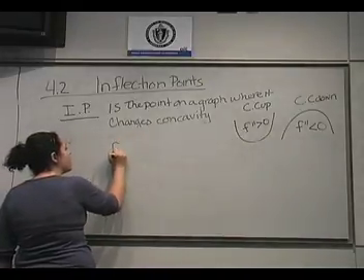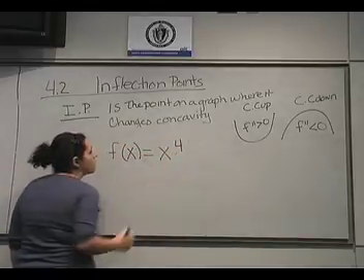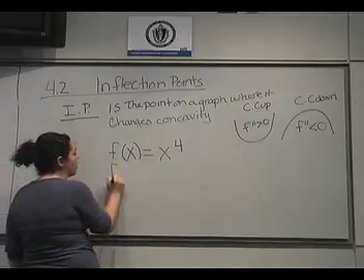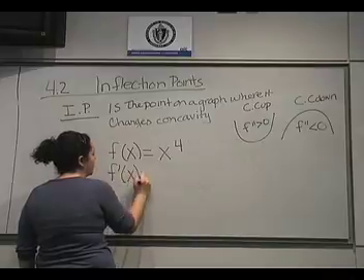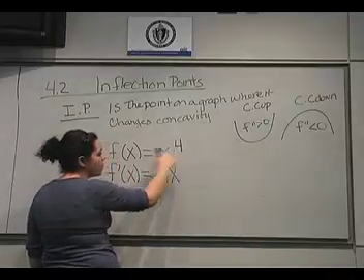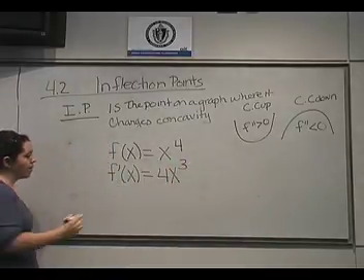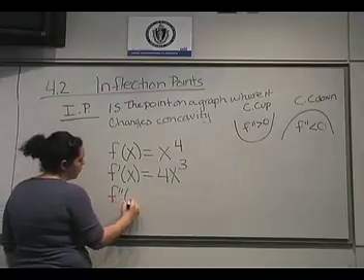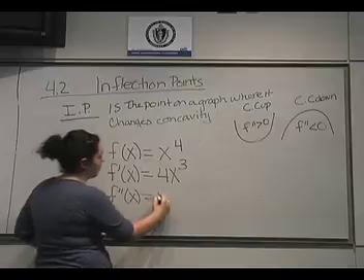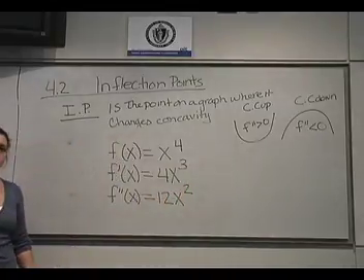All right, so let's say we have the function f of x equals x to the 4th. Okay, so we want to find the second derivative. So we start with the first derivative. So here the 4 comes down, x, we subtract 1 from the power, giving us 4x cubed. And our second derivative, okay, the 3 will come down to multiply the 4, giving you 12x squared.